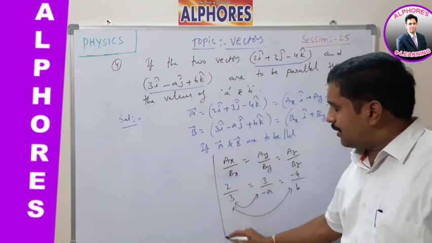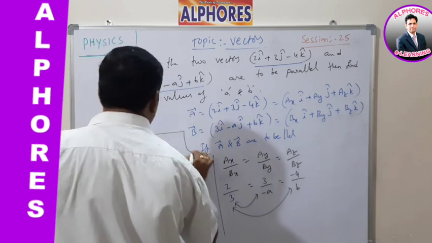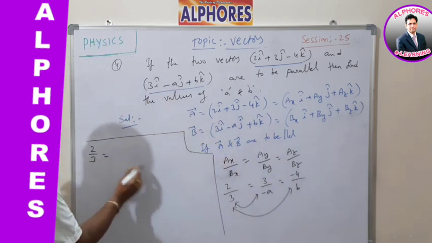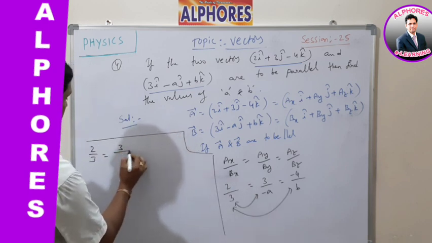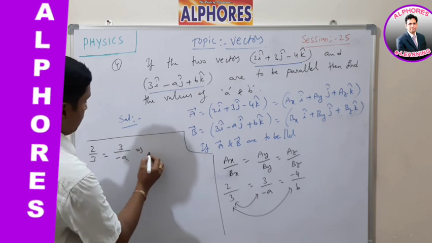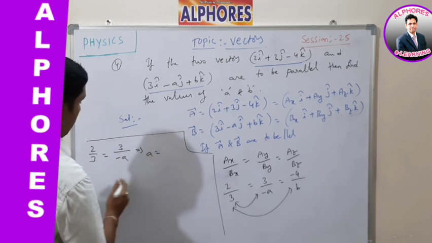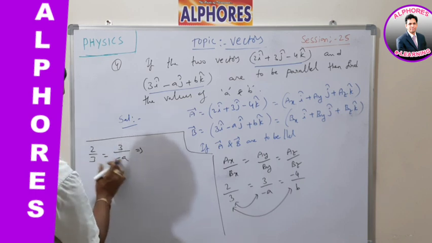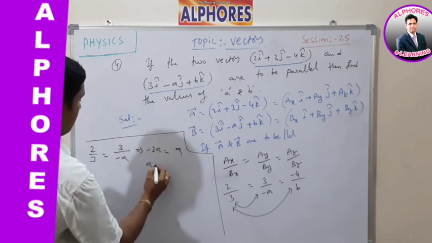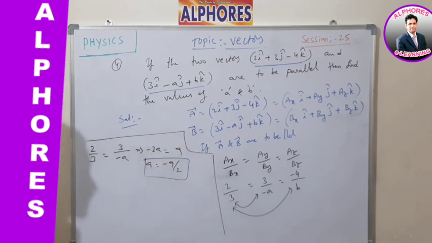Listen carefully, here I am writing. Now 2 by 3 is equal to, equating the first and second term, 3 by minus A. By cross multiplying, minus 2A is equal to 9. That means A is equal to minus 9 by 2. A is equal to minus 9 by 2.